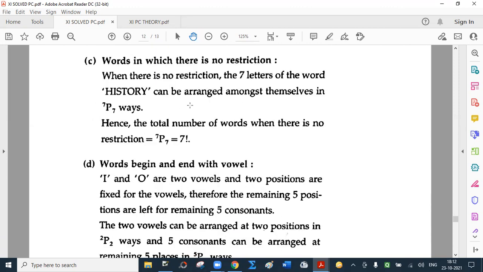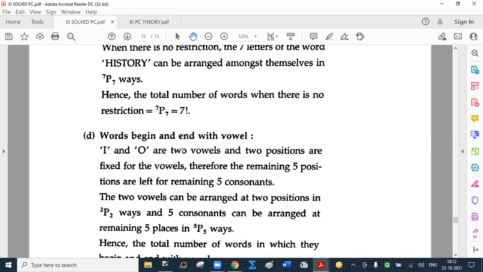Words in which there is no restriction. 7 distinct letters can be arranged among themselves in 7P7, that is 7 factorial, equal to what? 5040 ways. Actually, this was given for homework.